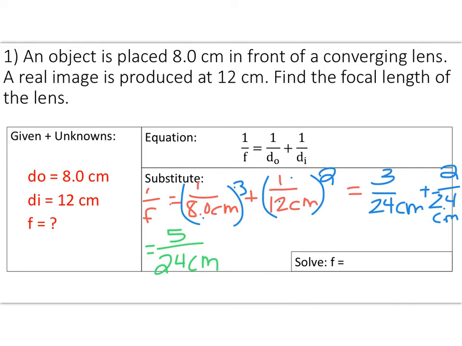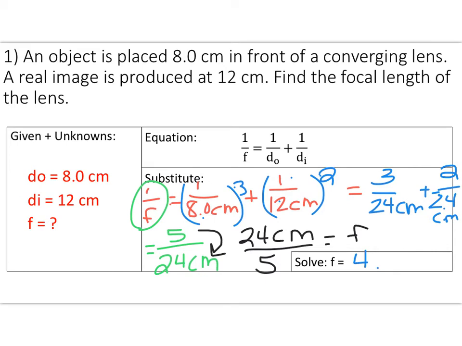And some people will just stop there, but we're not finished yet, because 5 over 24 centimeters is equal to 1 over F. So we have to do one more thing, and that is flip our fraction. So we need to flip it over, and we get 24 centimeters divided by 5 is going to equal our F. So when you put that in the calculator, 24 divided by 5, you get 4.8 centimeters. And there is your answer.